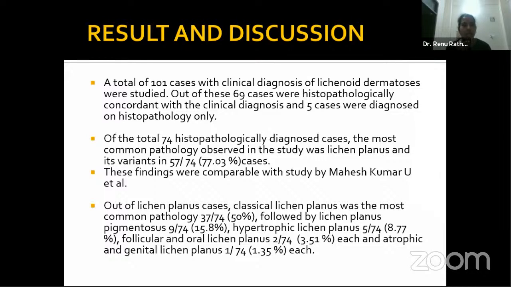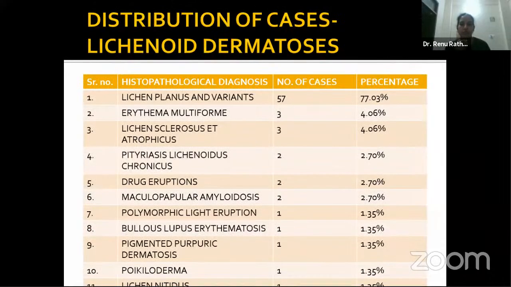Also, out of lichen planus cases, the most common was classical lichen planus. It was the most common pathology, 37 out of 74 cases, approximately 50%, followed by lichen planus pigmentosus, hypertrophic lichen planus, follicular and oral lichen planus, which were two cases each, and atrophic and genital lichen planus, one case each of these.